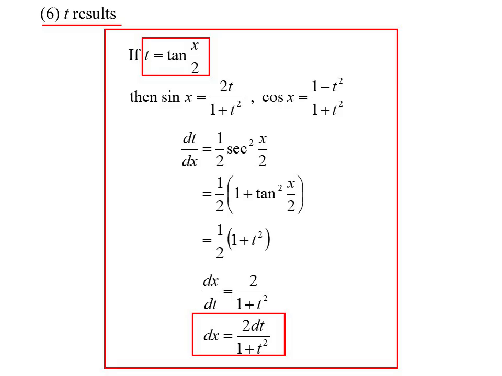You do not have to go and derive that every single time. The same as you don't derive the t result for sine x each time, and you don't derive the t result for cos x. This is just now another t result. If I'm doing the substitution t equals tan x on 2, dx is 2 dt on 1 plus t squared.